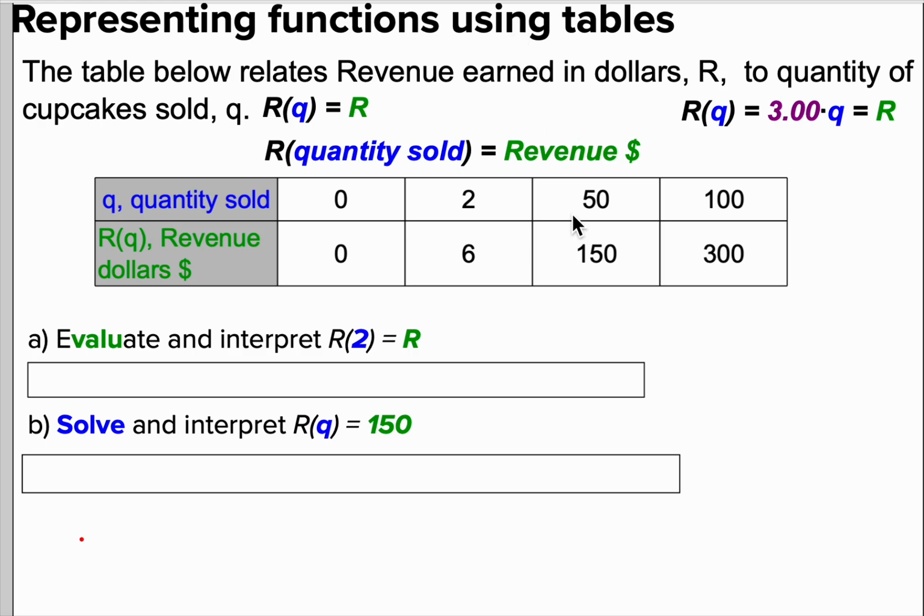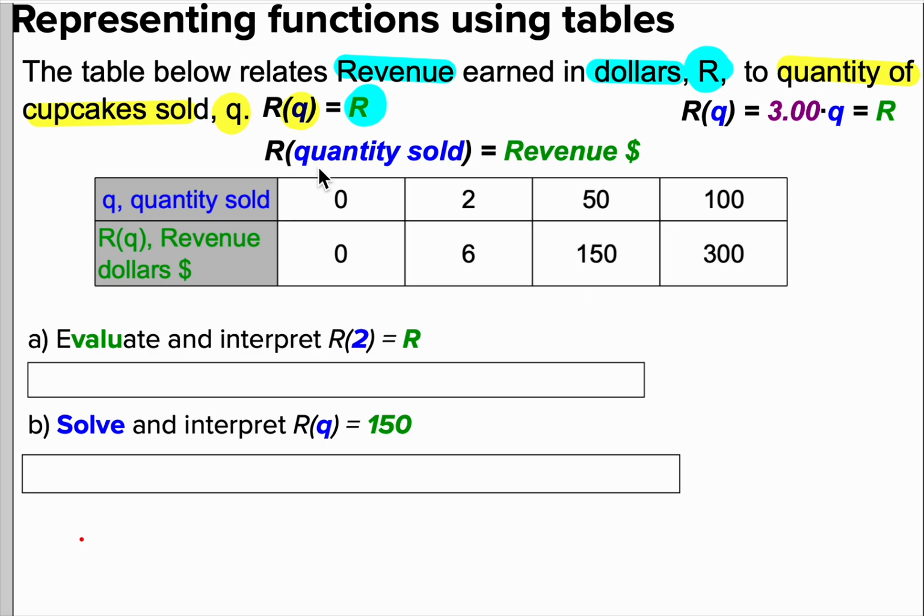In this video, we're going to look at a function that is represented in the table below, and we're going to evaluate and solve a couple of these questions. So it says this table below relates revenue earned in dollars, and we are calling revenue R, and quantity of cupcakes sold Q. And I can see that R of Q, so I input Q and I output revenue.